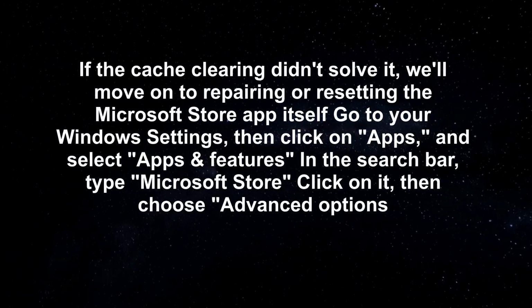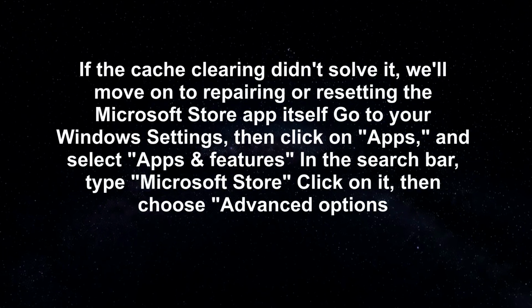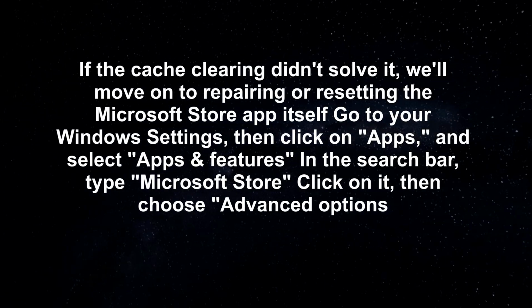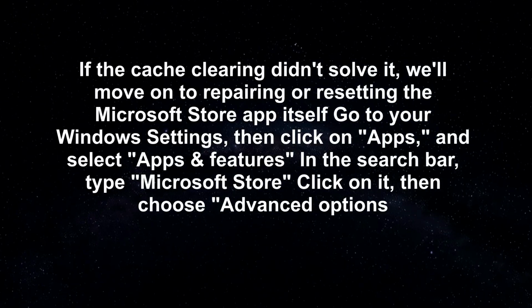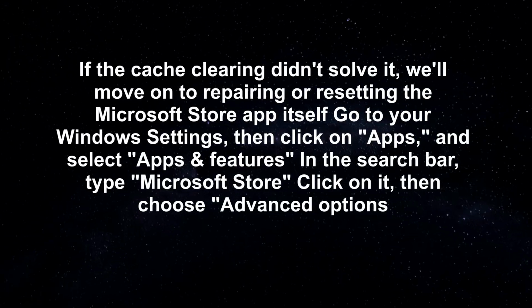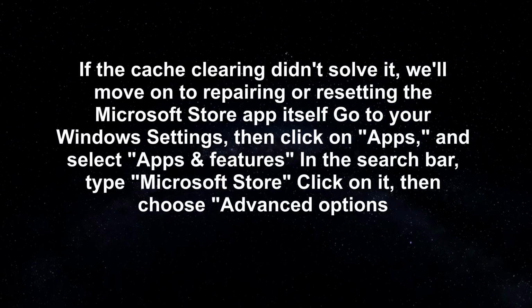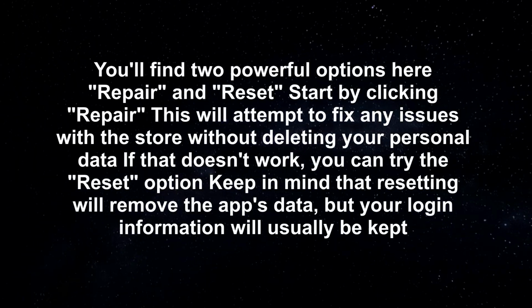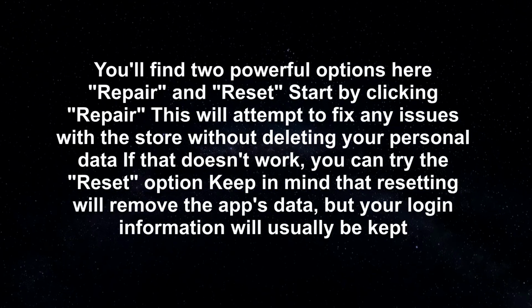If the cache clearing didn't solve it, we'll move on to repairing or resetting the Microsoft Store app itself. Go to your Windows settings, then click on Apps, and select Apps and Features. In the search bar, type Microsoft Store, click on it, then choose Advanced Options. You'll find two powerful options here, Repair and Reset.